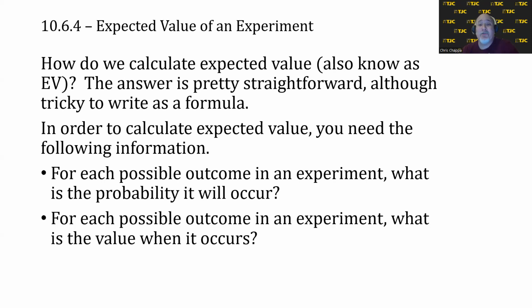Also, for each possible outcome in an experiment, what is the value when it occurs? And this is why expected value is really used a lot in gambling scenarios, because there's a value for the person conducting the game, trying to make money by conducting the game. And there's a value for the person playing the game, the person trying to win money playing the game. Now, not everybody can win, so somebody's going to have a positive expected value. They expect to make money, and someone's going to have a negative expected value. They expect to lose money. In the battle of casino versus customer, guess who has the positive expected value, and guess who has the negative expected value?